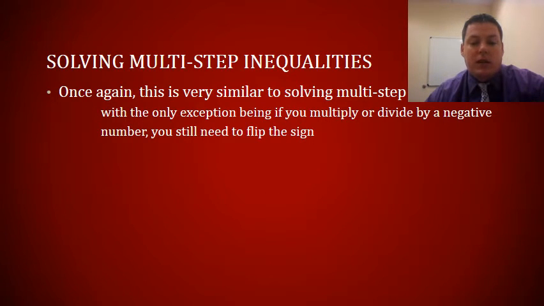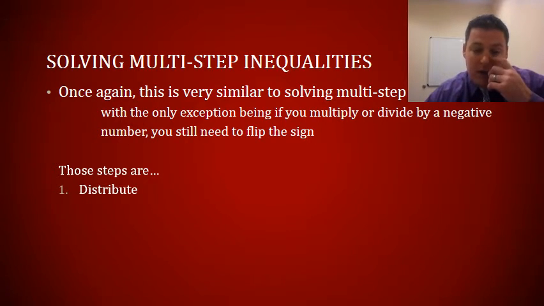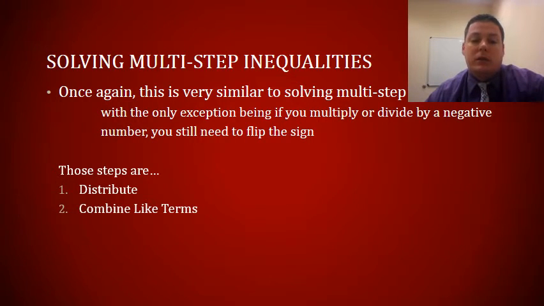So much of the same here. I just wanted you to remember, always flip the inequality if you divide or multiply by a negative number in the solving process. And remember that the steps are the same as they are for solving multi-step equations, and the first thing you want to do is distribute. After you've distributed everything in the problem, you want to combine like terms.